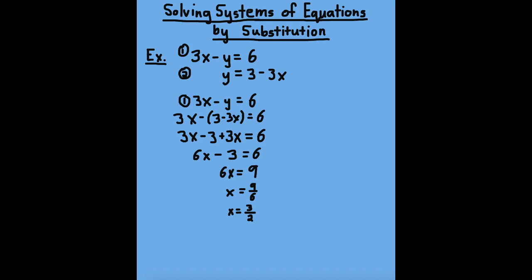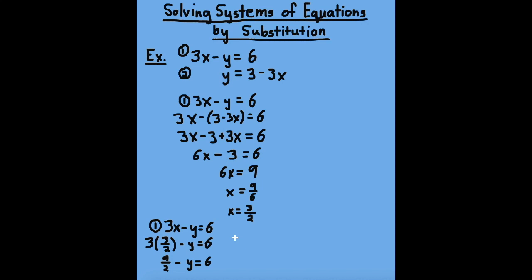We solved for x, so we need to solve for the y value now. So we can plug x equals 3 over 2 into any of the original two equations to solve for y. So I will plug it in the first equation. The first equation is 3x minus y equals 6. When we plug in x equals 3 over 2, we get 3 times 3 over 2 minus y equals 6. We get 9 over 2 minus y equals 6.